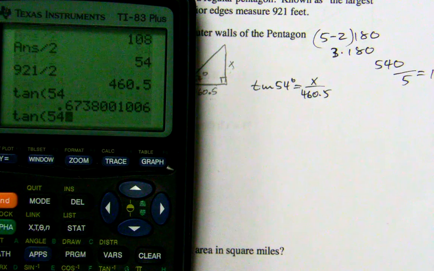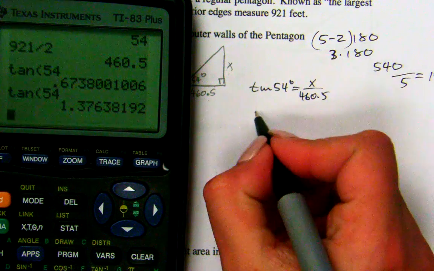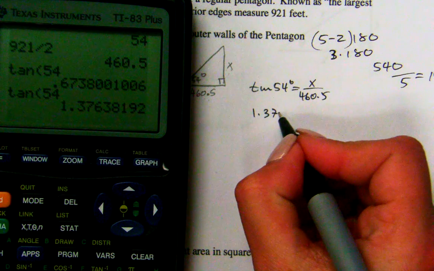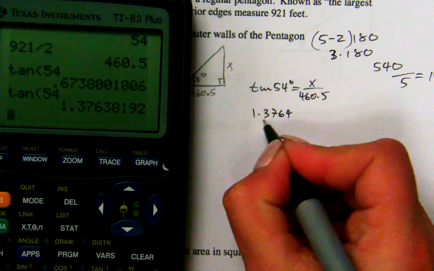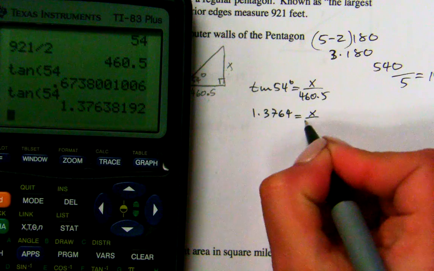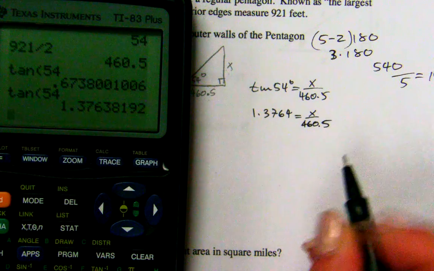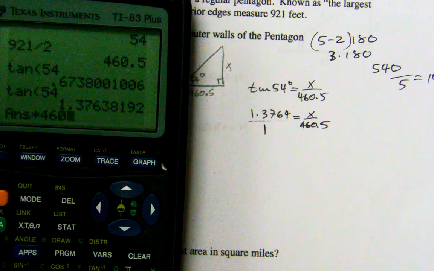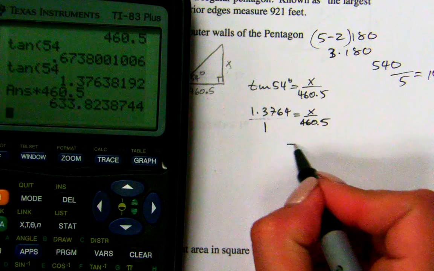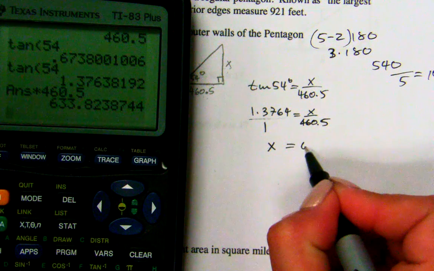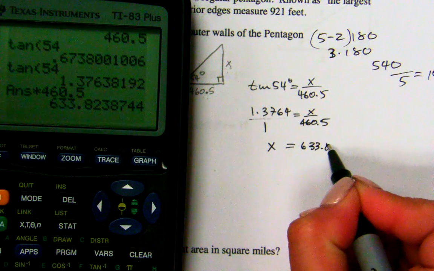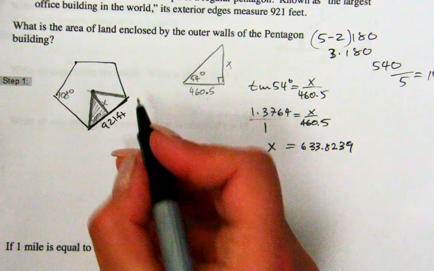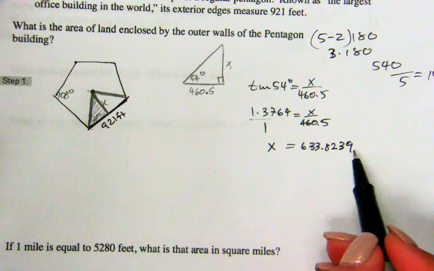Tangent of 54 is 1.3764, so 1.3764 equals x over 460.5. Put it over 1, so times 460.5. So that gives me the height, or x, is going to be 633.8239. So the height of this triangle is going to be 633, whatever.